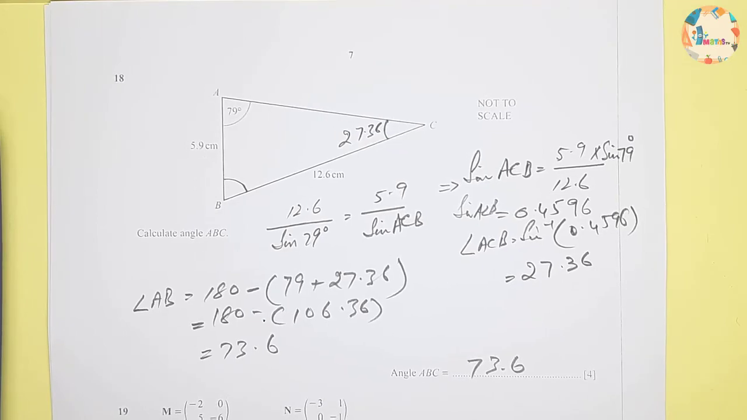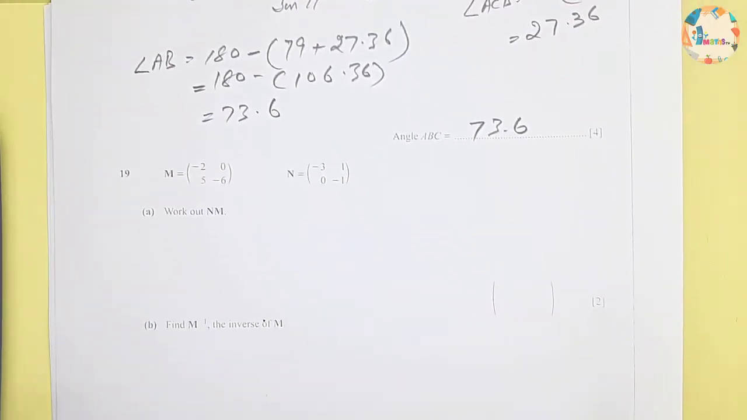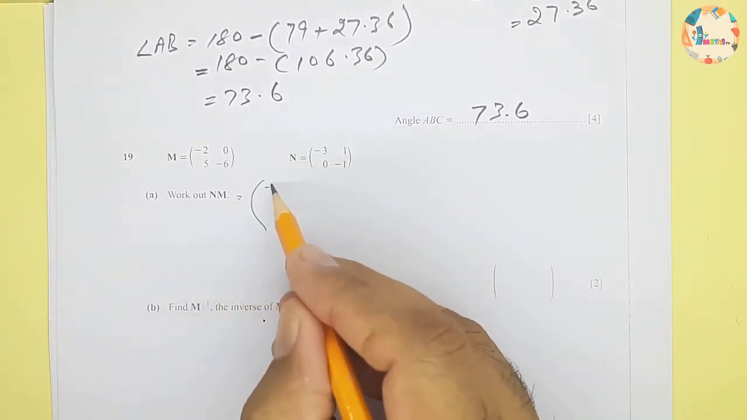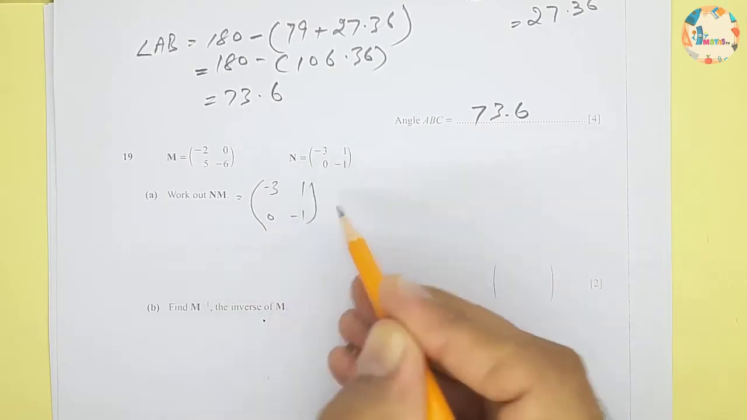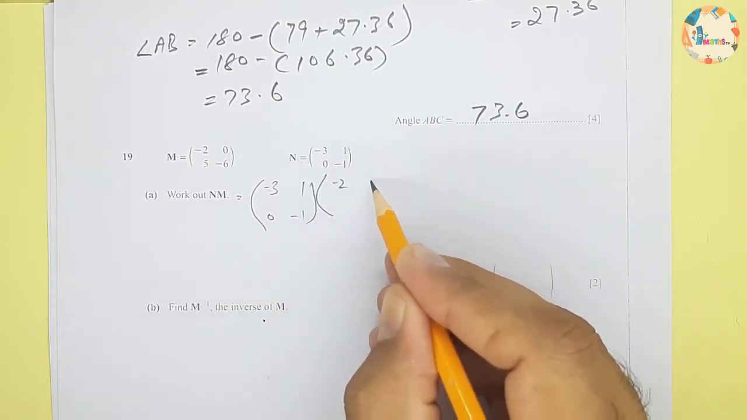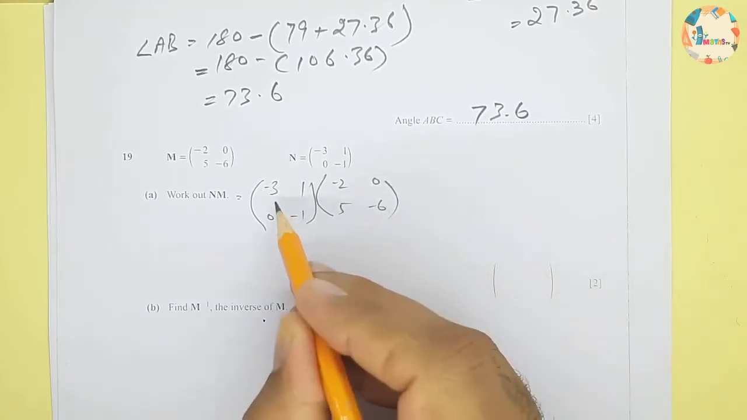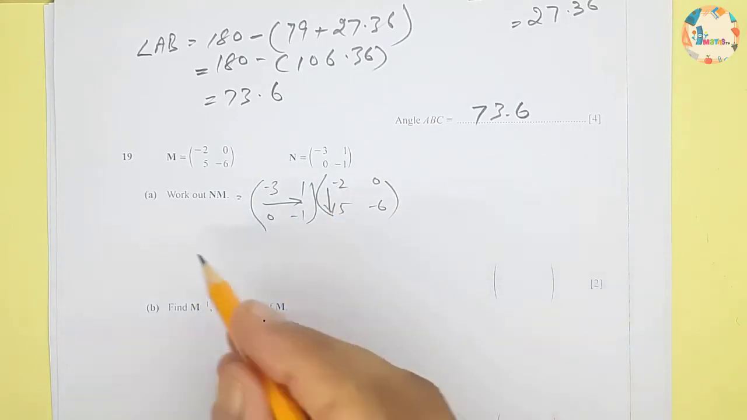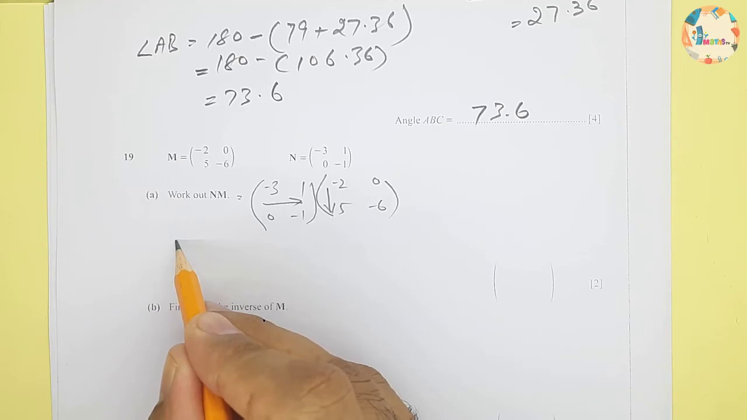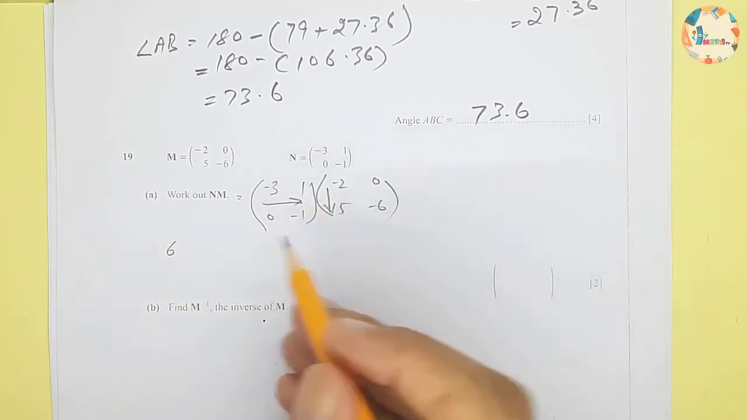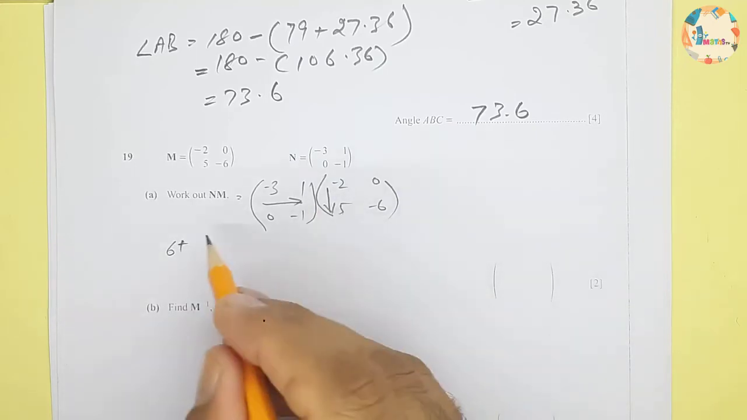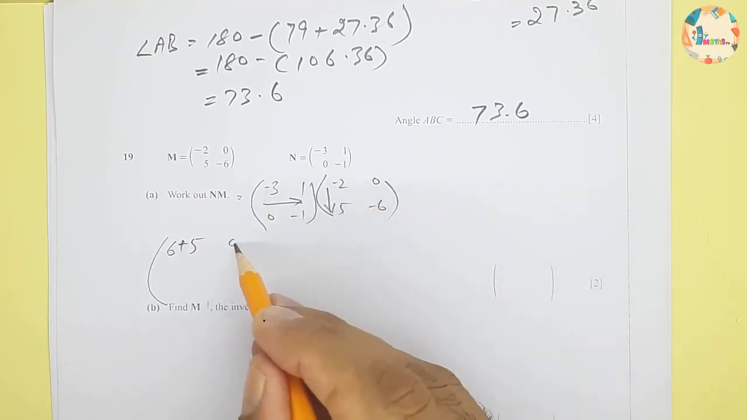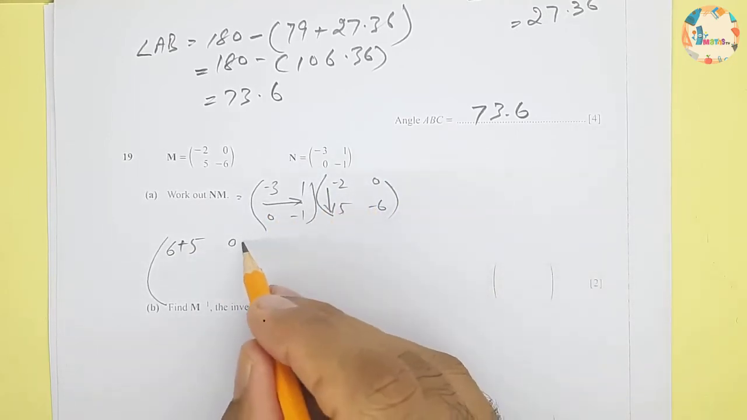Now question number 19, it is a matrices question. M is given, N is given, work out NM. So NM will be, first will be N, and this is N, and then it will be M, which is -2, 0, 5 and -6. This will be first row, first column. So -3 into -2 will be 6, and then 1 into 5 will be 5. This one will be the first value. Then first row, second column will be -3 into 0 will be 0, and 1 into -6 will be -6.